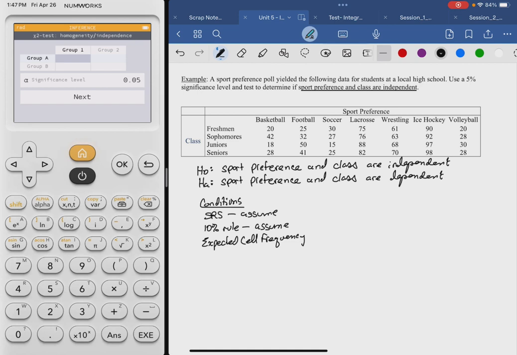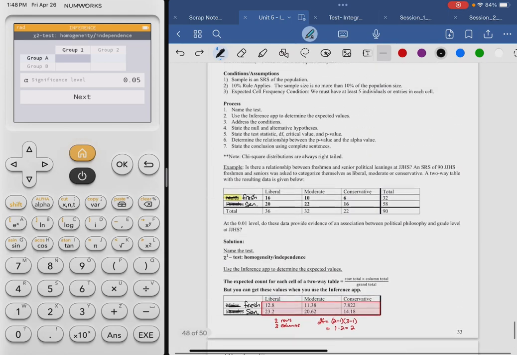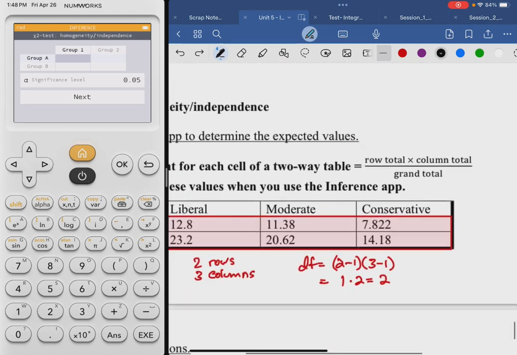Now, the expected cell frequency, there's ways to compute it by hand. It's not pretty. It's basically taking whatever the total is for the row that a number is in. So let's say this 20. If I take that row total and multiply it by the column total and divide it by the grand total, that would get me the expected cell frequency, which is not something that most people want to do. I'm just double checking. I don't even think I put that formula in here. Oh yeah, there it is.